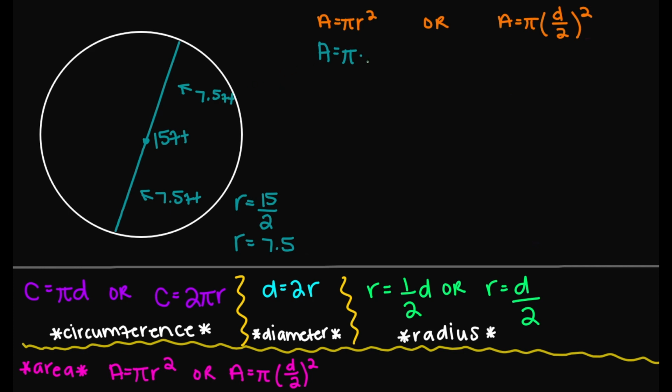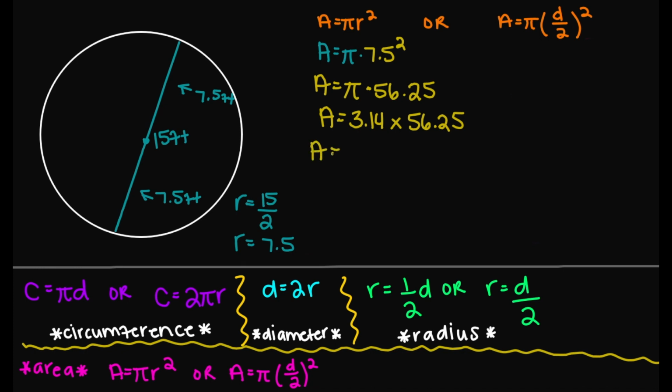So when you plug it back into the formula here, you have pi times 7.5 squared. This is going to give you 56.25. So we're going to do A equals 3.14 times 56.25. And when you multiply the two, you're going to get approximately 176.625 square feet.